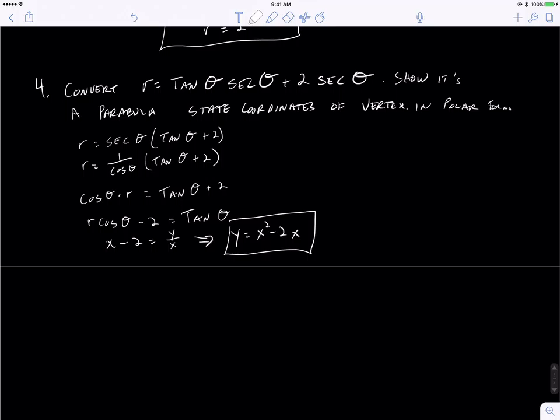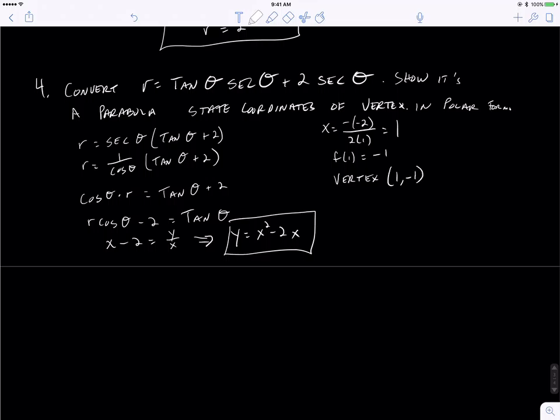State the coordinate of vertex in polar form. First, I would find them in rectangular form, I guess. So the x coordinate is negative b over 2a. That's negative 1, right? That's positive 1, sorry. And then f of 1 gives me 1 minus 2. That's negative 1. So the vertex in rectangular is 1, negative 1.